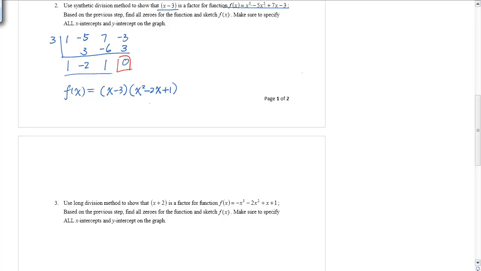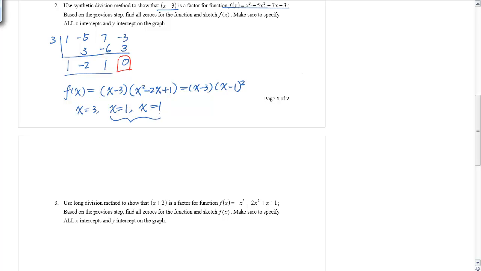And then we need to factor this quadratic factor in order to find all zeros. And this is not that hard to find. This is simply x minus 1 squared, which tells us that we have 3 zeros. We have zeros x equals 3, x equals 1, and another x equals 1.